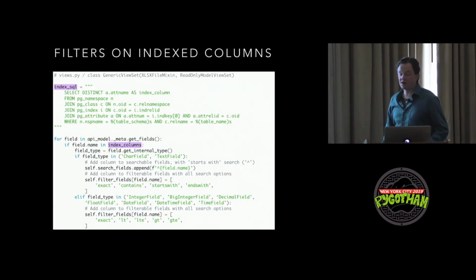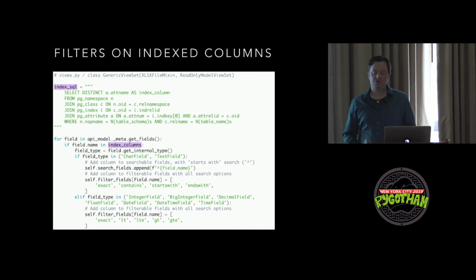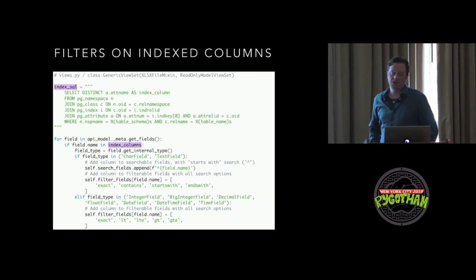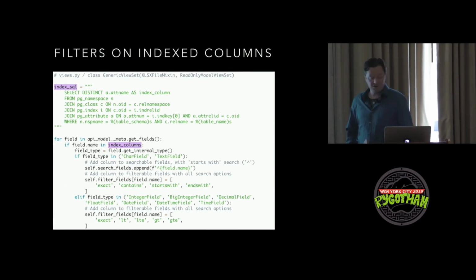So, filters on index columns. This was another interesting problem to tackle because we didn't want to have to go back and say what fields we can allow users to actually search by. What can we allow them to slice and dice by? And we came up with this by introspecting Postgres' information tables with this query here, which is not the prettiest thing I've ever written, but it seems to work.